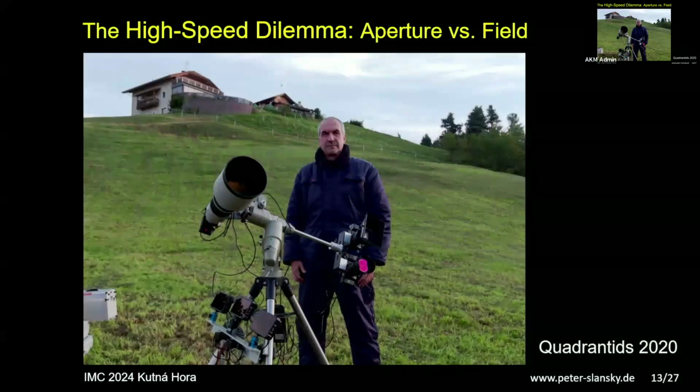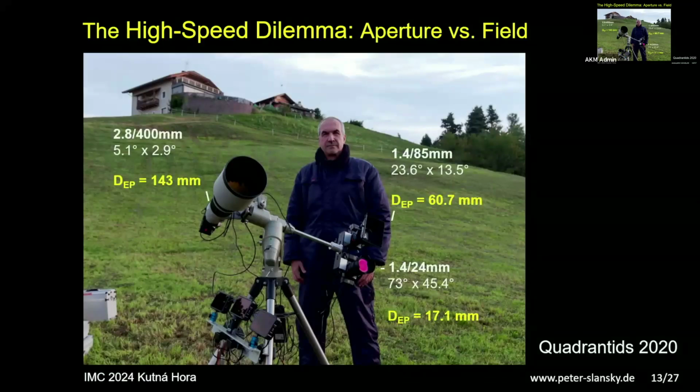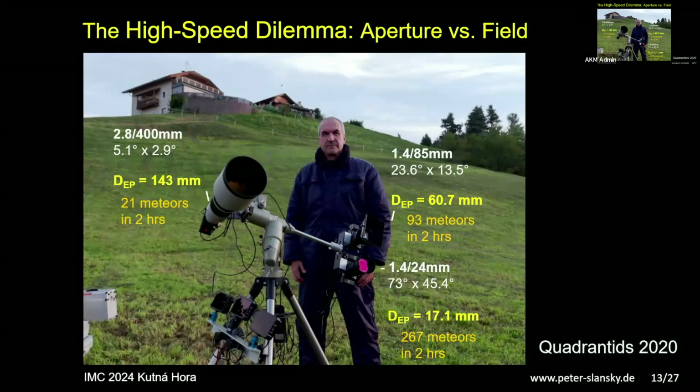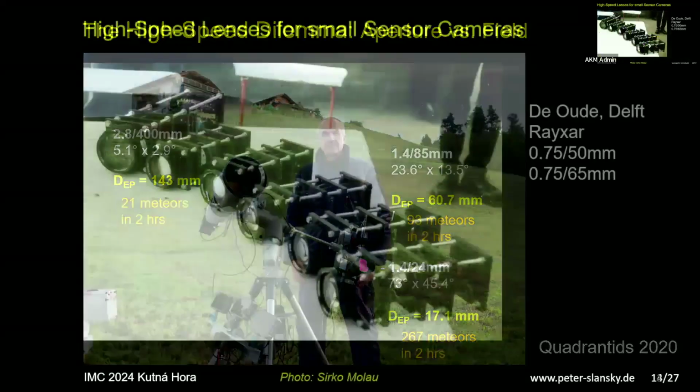I presented this already, I think, 2 times. I have a wide-angle lens, a medium-angle lens, and a telephoto with an impressive aperture of more than 140 millimeters. But the number of meteors is decreasing due to the field. The aperture is rising and the number of meteors is decreasing because you limit your field. So that's the dilemma, aperture versus field. And that leads us to high speed, small focal length.